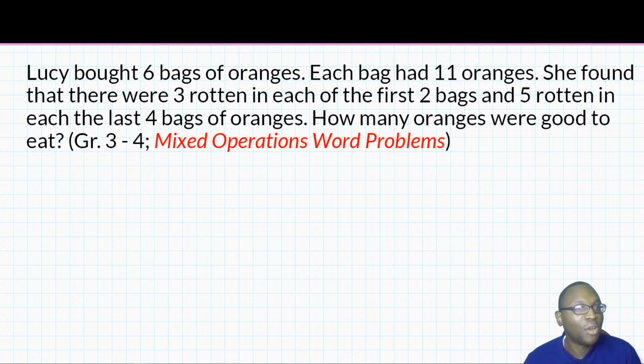So Lucy bought 6 bags of oranges. Each bag had 11 oranges. She found that there were 3 rotten in each of the first 2 bags and 5 rotten in each of the last 4 bags of oranges. How many oranges were good to eat? I'm going to give you some time to walk through this and let's see what your answers will be.